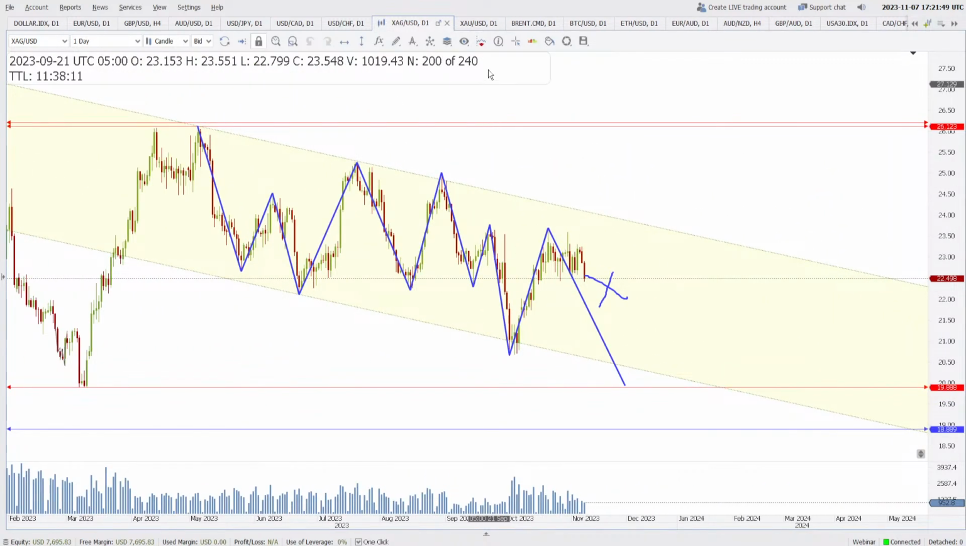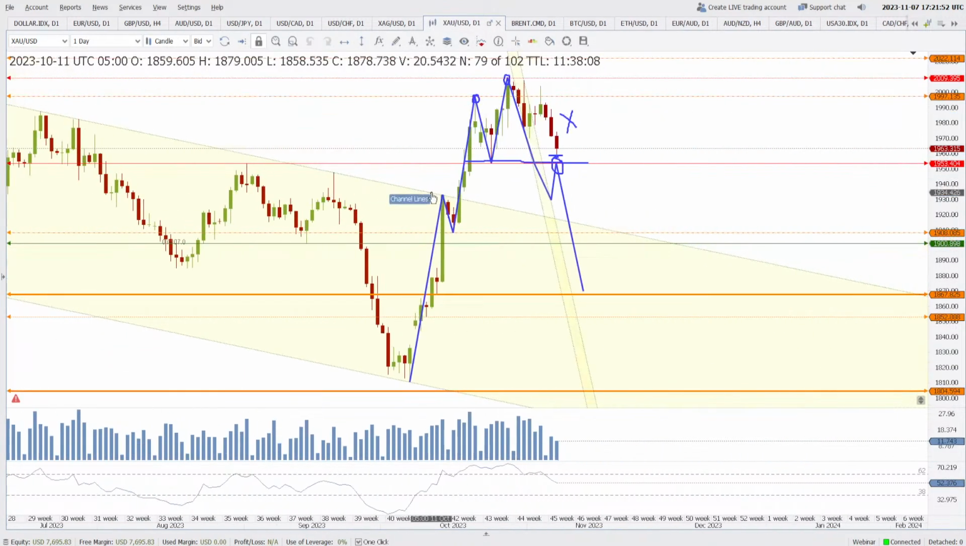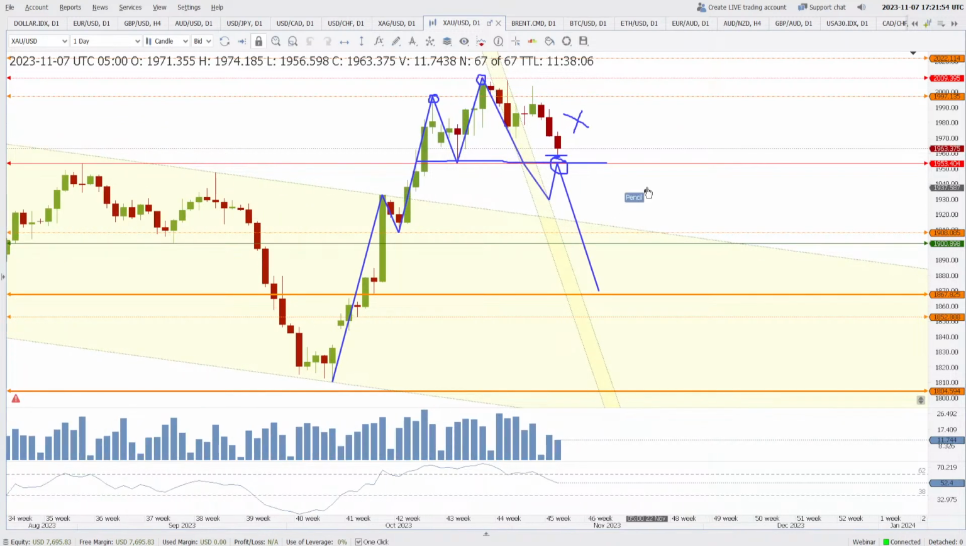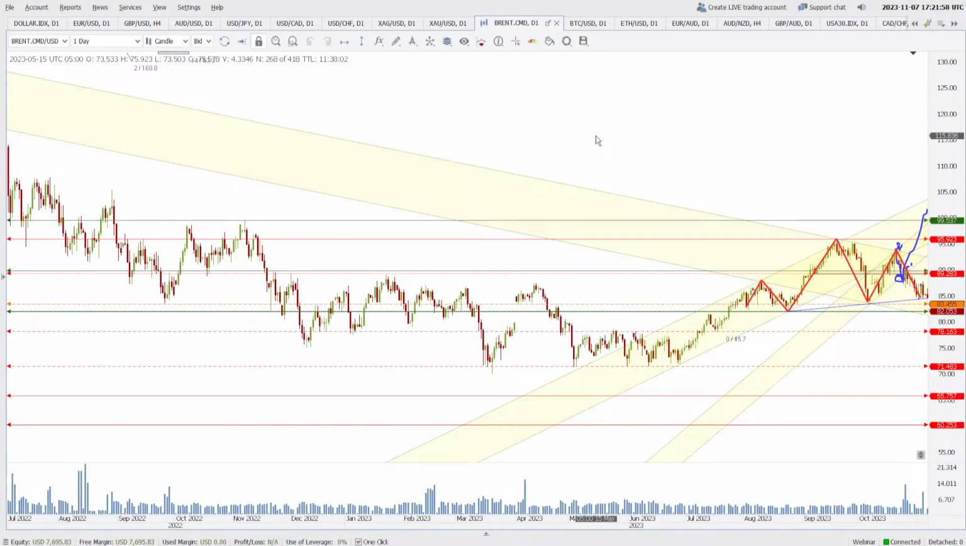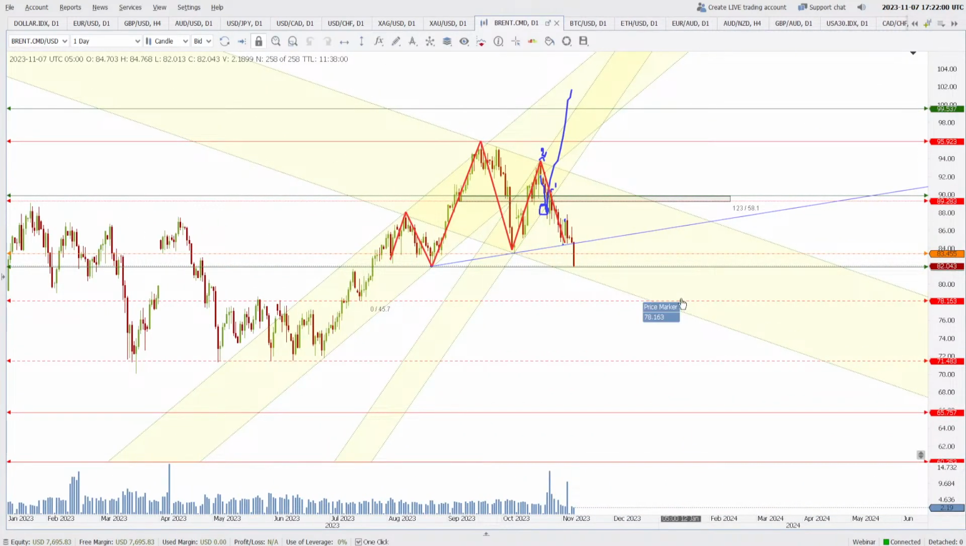I'm not trading this market. Silver, even gold, I am not trading right now. Till above 1953, the gold is not tradable. Just assume that. Brent, I think this is it.